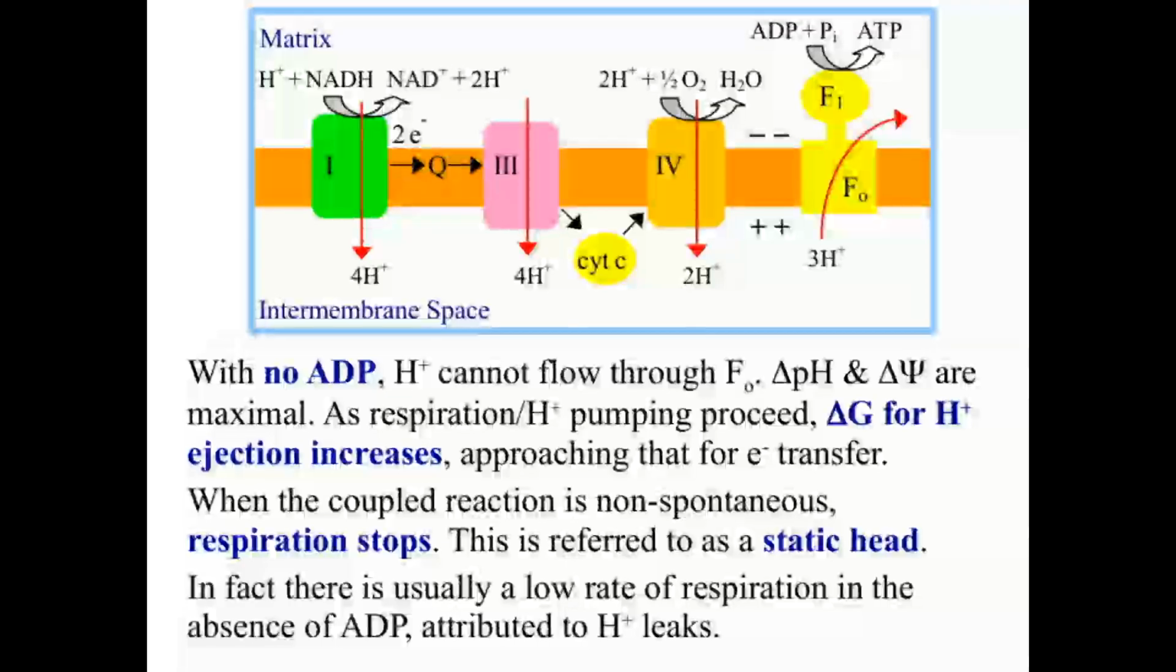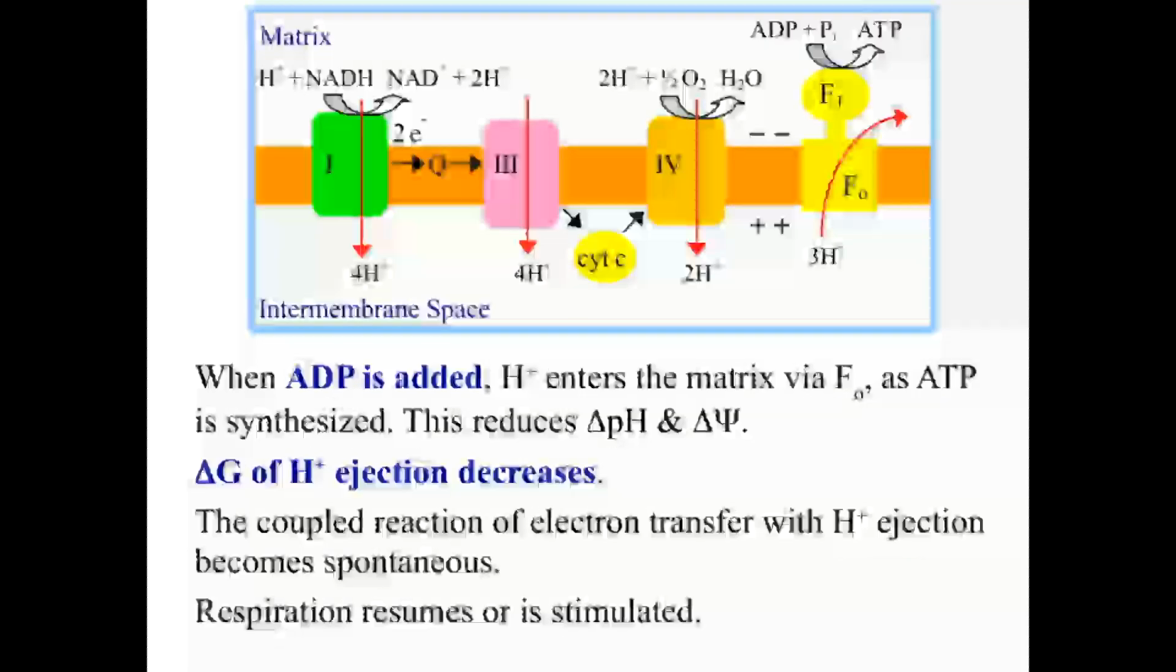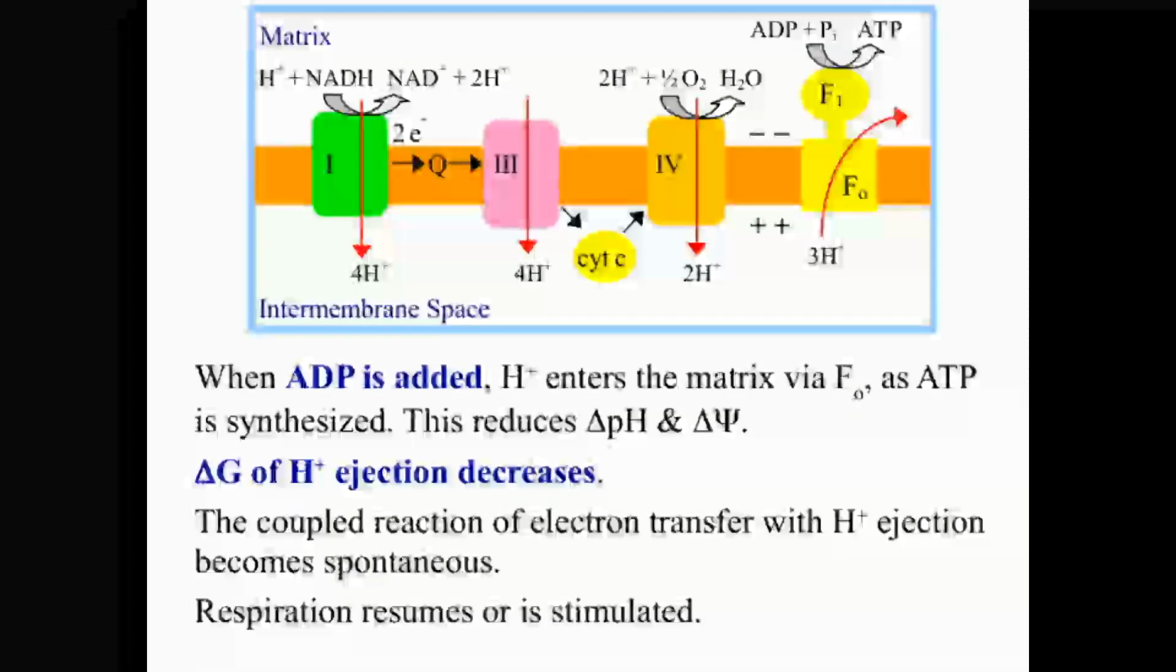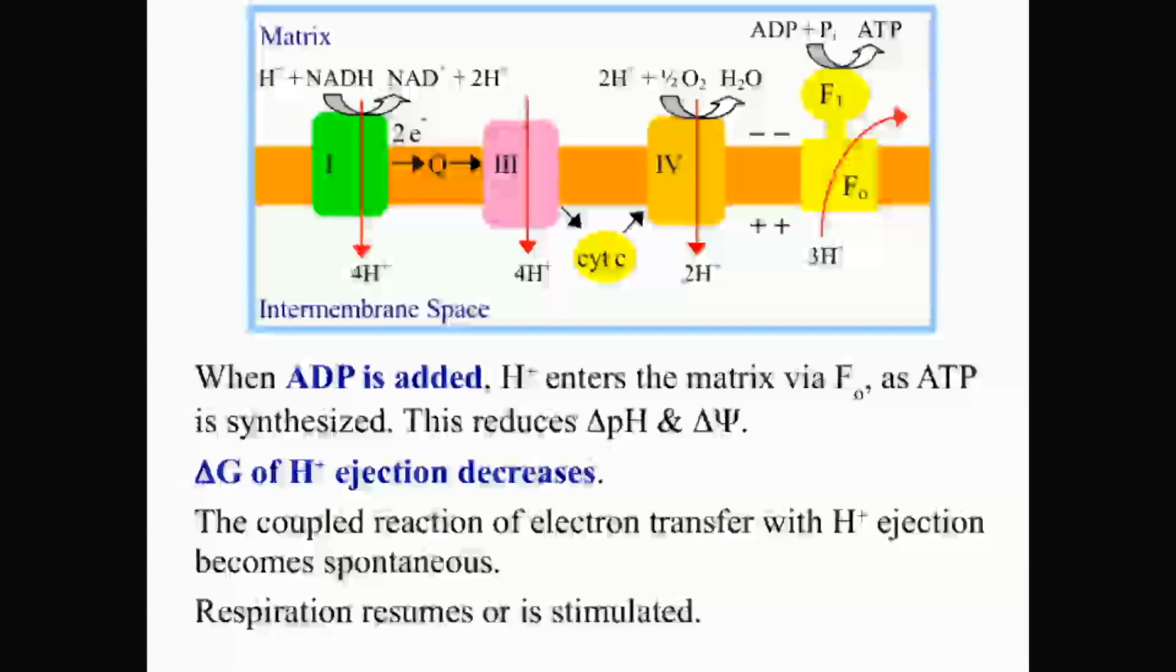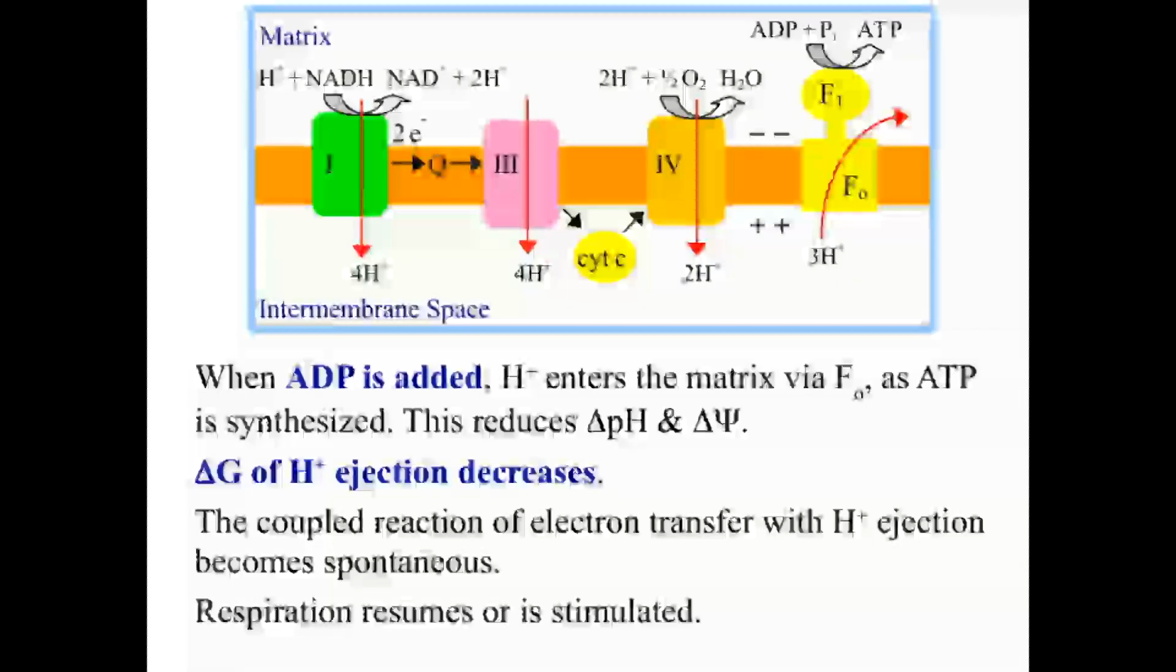When ADP is added to the system, it triggers a series of events within the mitochondria. Specifically, H+ ions, or protons, enter the mitochondrial matrix through the Fo portion of ATP synthase. This process is what allows ATP to be synthesized from ADP and inorganic phosphate. As this happens, it leads to a reduction in the proton gradient, which we refer to as ΔpH, as well as a decrease in the electrochemical potential, or Δψ.